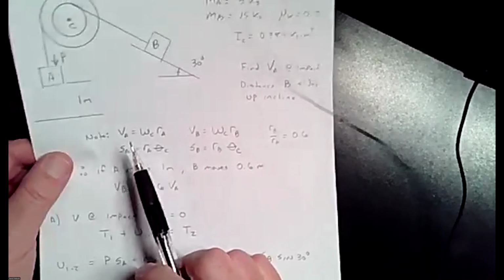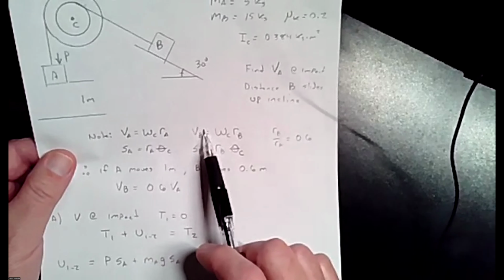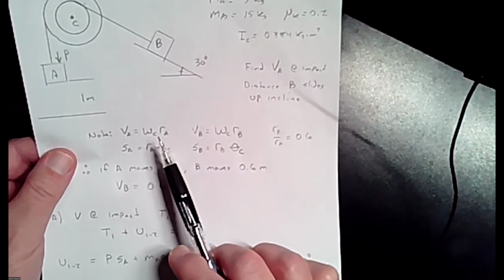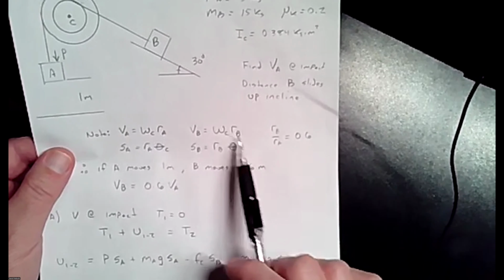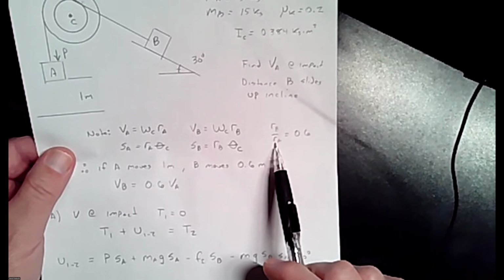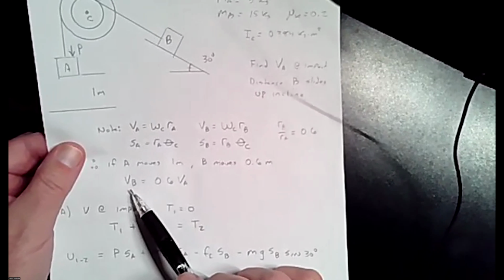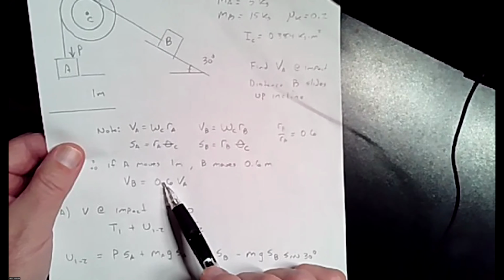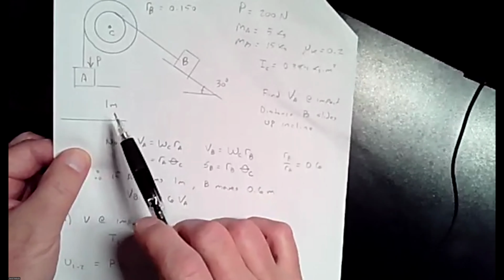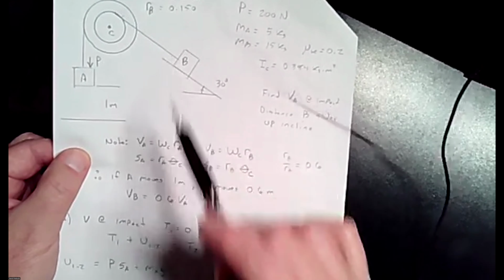So we know this relationship, velocity of A has to be equal to omega C times RA. Velocity of B has to be omega C times RB. So knowing omega C is the same, and if we plug in RA and RB, we get a ratio of 0.15 over 0.25, or essentially 0.6. So what that means is that the velocity of B will be 0.6 of whatever velocity A is. It also means that the distance A moves, which is given as 1 meter, is going to create an initial movement of B of 0.6.